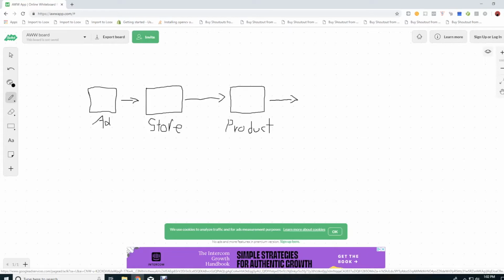And now what I want to do is hop onto my computer and show you exactly how to 3x your Shopify store sales. Alright guys, so welcome to my whiteboard of big facts.